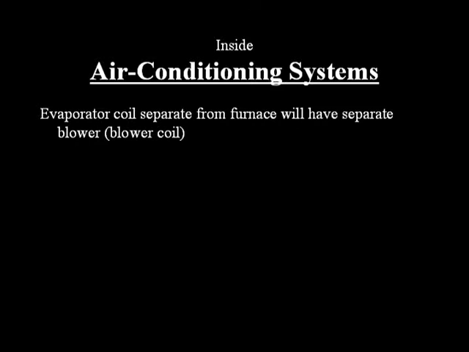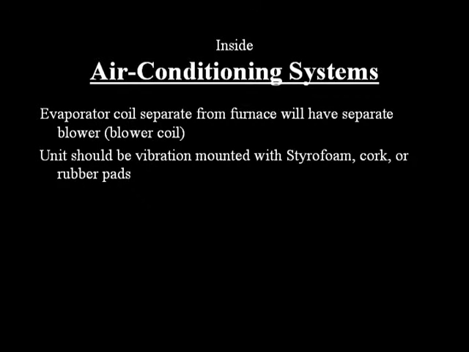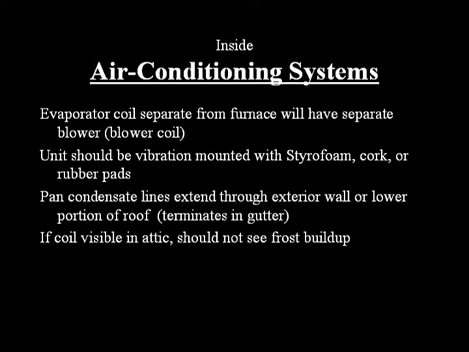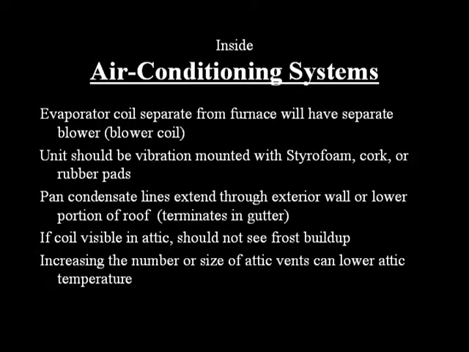When the evaporator coil is separate from the furnace, it will have a separate blower and is referred to as a blower coil. This unit should be vibration mounted with styrofoam, cork, or rubber pads. The pan condensate lines sometimes extend through the exterior wall or lower portion of the roof and terminate in the gutter. If the coil is visible in the attic, there should not be any frost buildup, especially with attic temperatures above 150 degrees. Recall that increasing the number or size of the attic vent openings can lower the attic temperature.